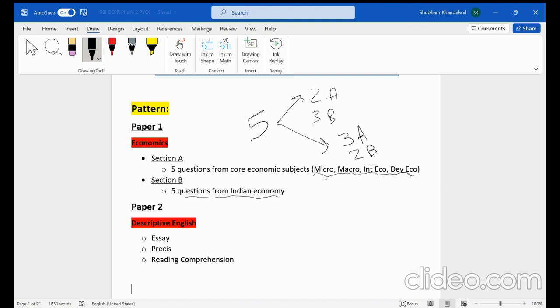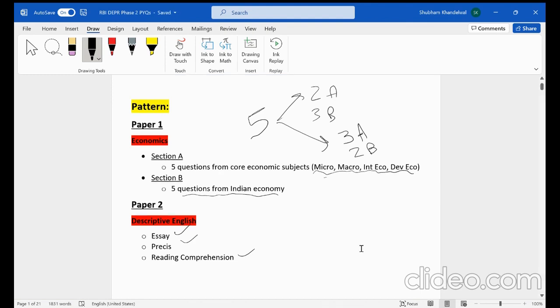Now paper two, descriptive English, has a really simple pattern. There will be 3 questions: one essay, one précis, and the third reading comprehension. Also, in the descriptive English paper, you have to type the answers. The difference is that in the economics paper, you will be provided a separate answer sheet and have to write the answers with your pen, whereas in the descriptive English paper, you have to type the answers with the help of the keyboard. That is the difference.